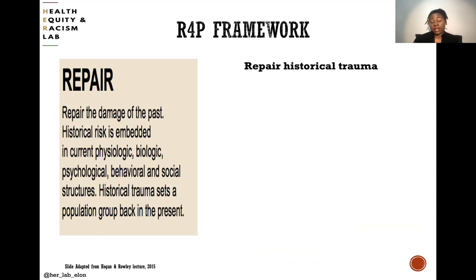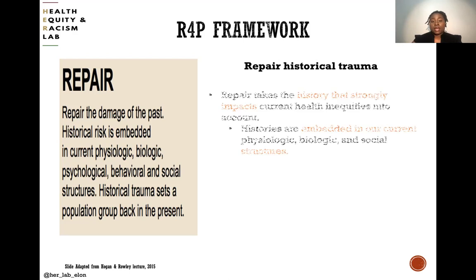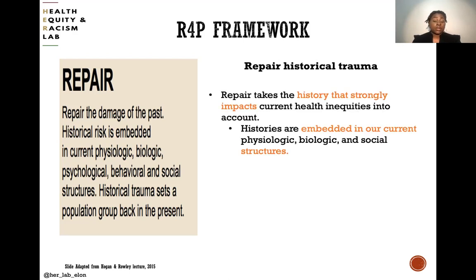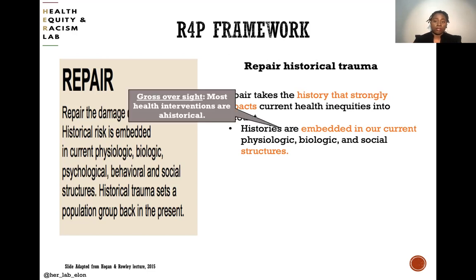Then we get to the second component of R4P, which is repair. This component is focused on taking a look at the past, taking a look at how historical risk is embedded in our current physiological and social structures. It's taking a look at how historical trauma affects not just individuals, but generations. So repair takes the impact that history has had strongly into effect, and how it's affected current health inequities.